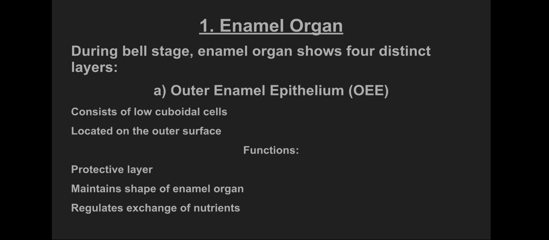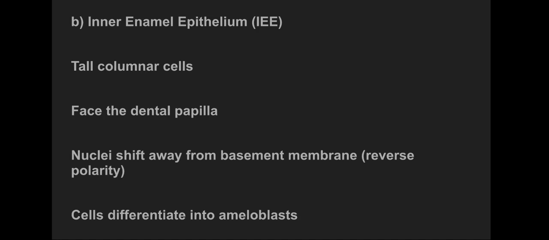Next are the components. What components will you see in the bell stage? Enamel organ. During the bell stage, the enamel organ shows four distinctive layers. The first one is the outer enamel epithelium. It consists of low cuboidal cells located on the outer surface. Its functions: protect the layer, maintain shape and size of the enamel organ, regulate exchange of nutrients. Next is the inner enamel epithelium: tall columnar cells face the dental papilla, and the nucleus shifts away from the basement membrane. This is the most important point. When you are drawing the diagram, be careful where you keep the nucleus.